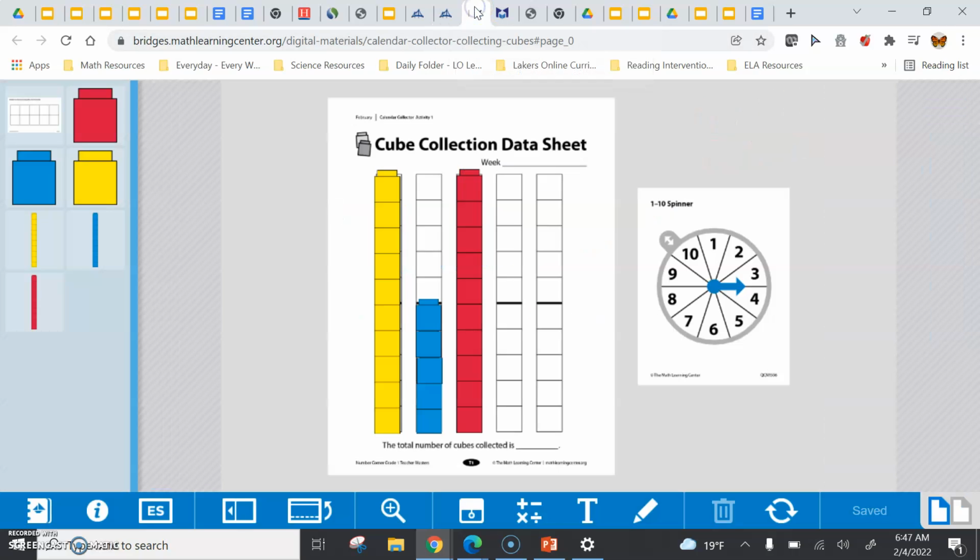Then, dears, when we spin our spinner, we ended up today with 10, 20, a total of 25 cubes for the week. So we're going to keep track of how many cubes we collect each week. This week, we have 25 cubes.